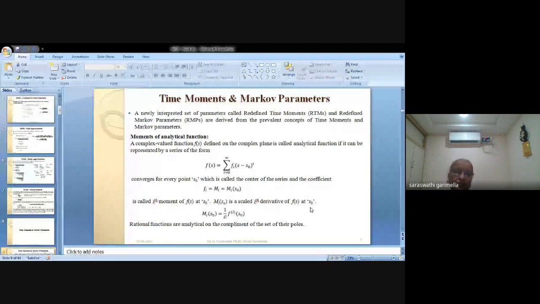If you want to find it out, it has to be found like this: 1 by i factorial times the ith derivative of f of s at s0. So rational functions are analytical on the complement of the set of their poles. The meaning of this I'll explain in the next slide.